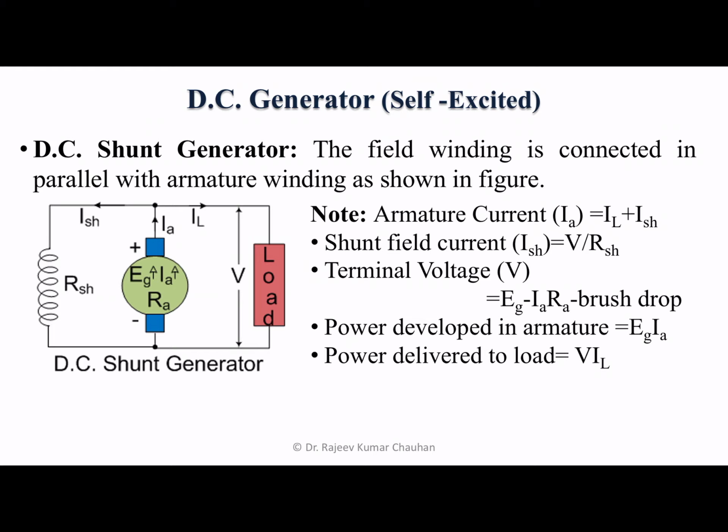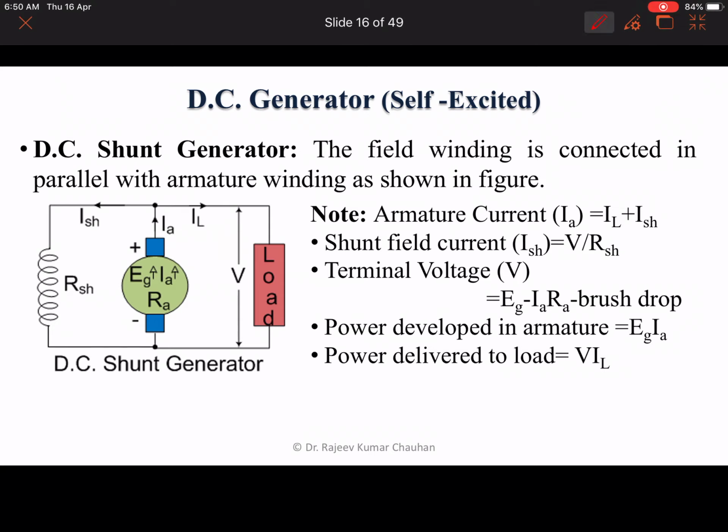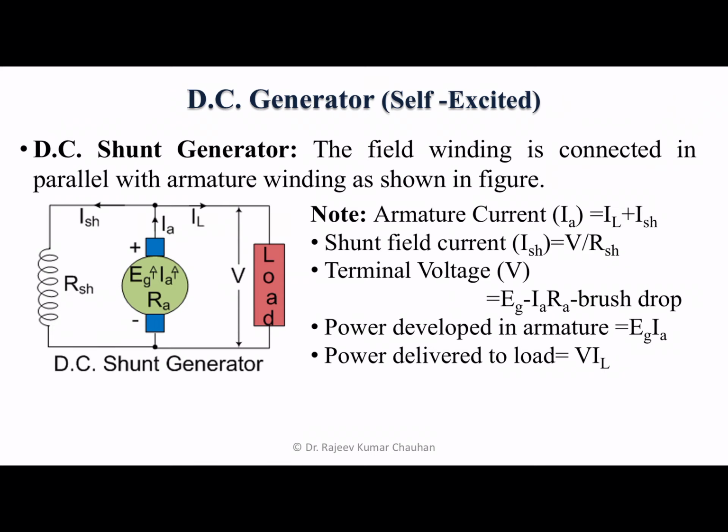Therefore, we call it a DC shunt generator. As shown here, the field winding is in parallel with the armature circuit. This is the armature circuit. Okay. So, from this circuit we can find out the various equations of the generator. First of all, whatever the armature current is, it divides at this node into two currents. One is ISH and the second one is IL. So, just apply the Kirchhoff current law at this node.